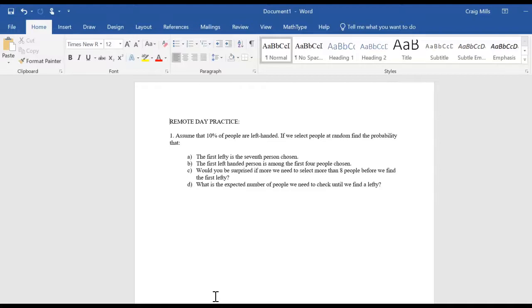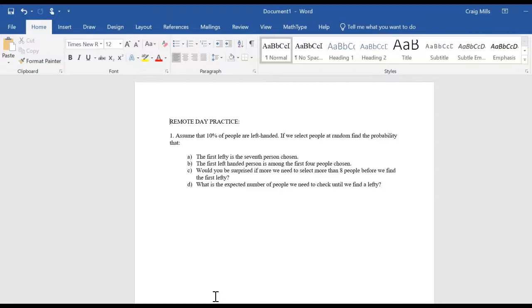So, what I want you to do is take a look at this first question here. I want you to think about if this is a geometric or binomial random variable. Go through that acronym that we talked about in class. Once you've identified what it is, go ahead and work through parts A, B, C, and D. So I'm going to ask you to pause the video now and do that. And then when you come back, I will go through this question and you can see how you did.